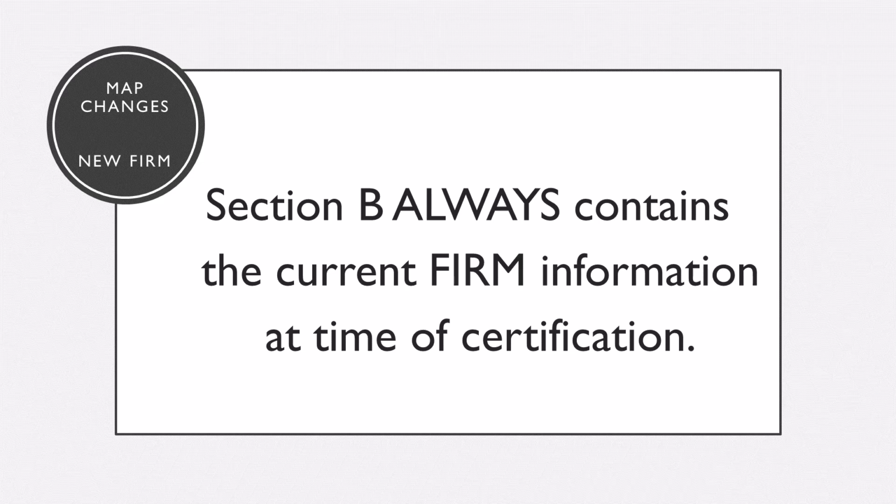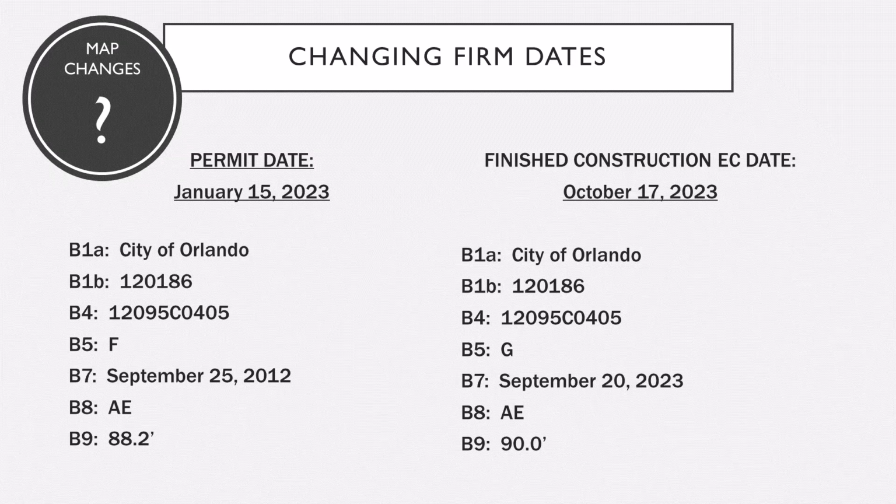Since these types of map changes often cause a little confusion, next we'll talk about how ECs need to be filled out in these situations. Let's go back to our City of Orlando example from that Section B video. We'll say the information in the left column is the FIRM information for Orlando at the time a building is permitted. The information in the right column is the FIRM information at the time the building was completed. The finished construction EC was signed and dated in 2023, right after their new 2023 FIRM took effect.